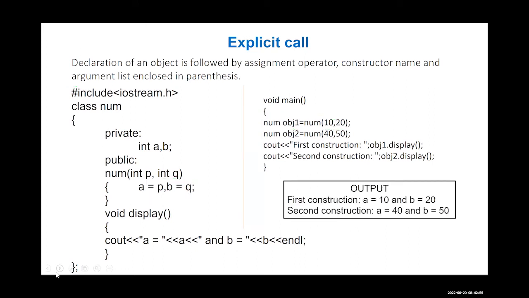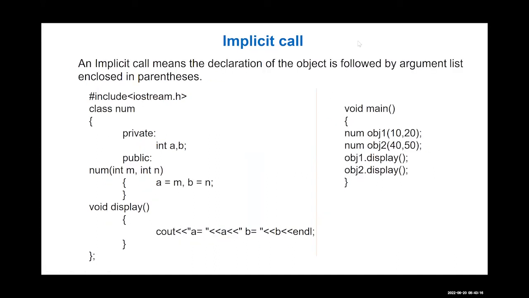So this is my output. The output is going to say first construction, that is this particular line which is already mentioned here, then I am displaying this value, and then second construction, and I am displaying this value, right? So this is how our explicit call works. Now next, let us see how an implicit call works. Remember, we have three types of calls: explicit, implicit, and using the equal to operator.